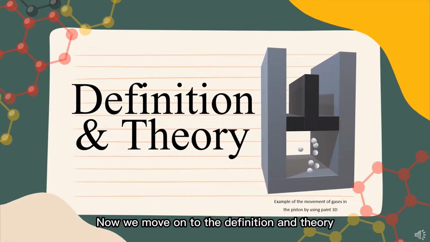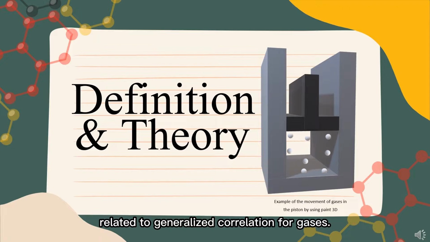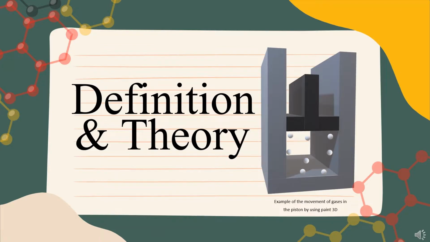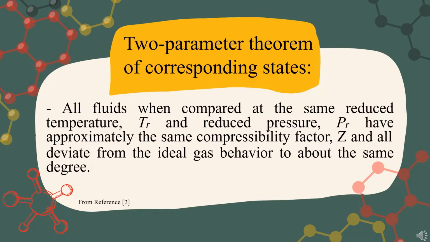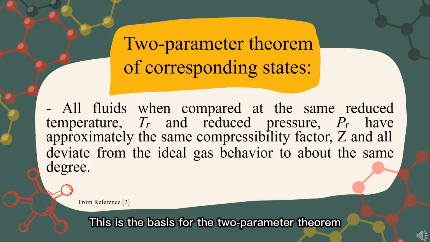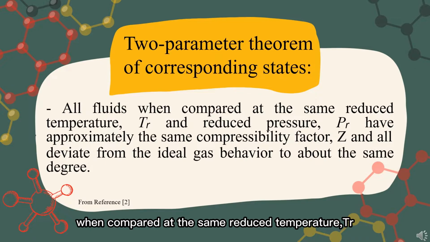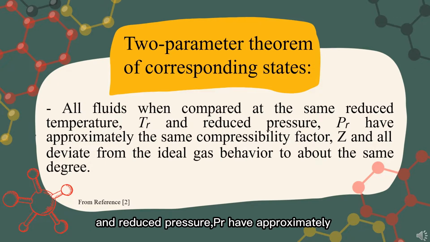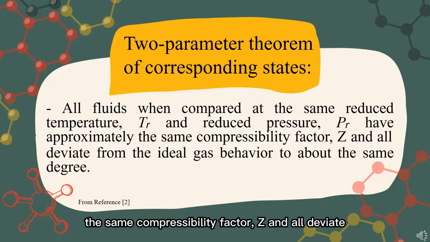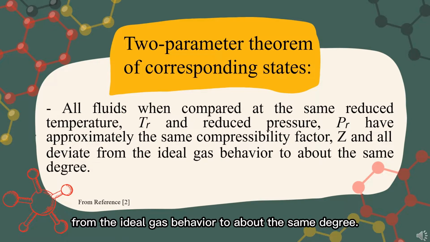Now we move on to the definition and theory related to generalized correlation for gases. This is the basis for the two-parameter theorem of corresponding states, which says that all fluids, when compared at the same reduced temperature and reduced pressure, have approximately the same compressibility factor, and all deviate from the ideal gas behavior to about the same degree.